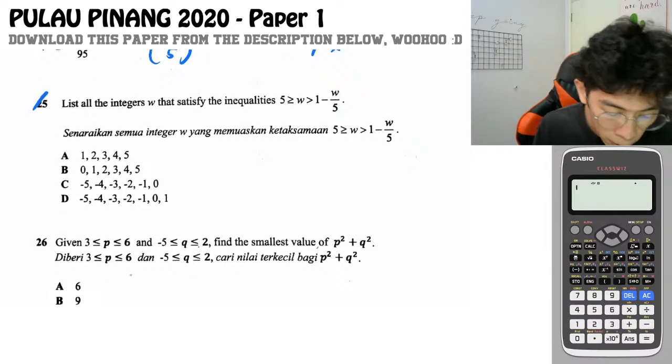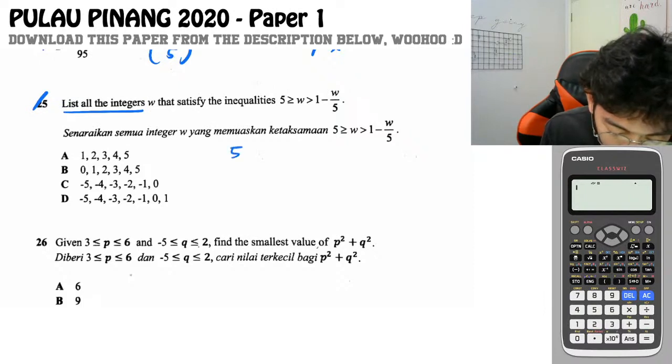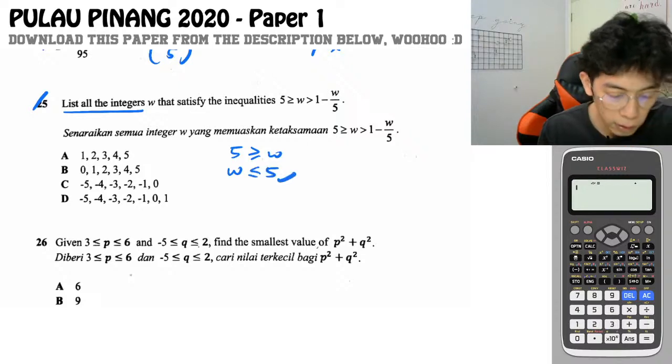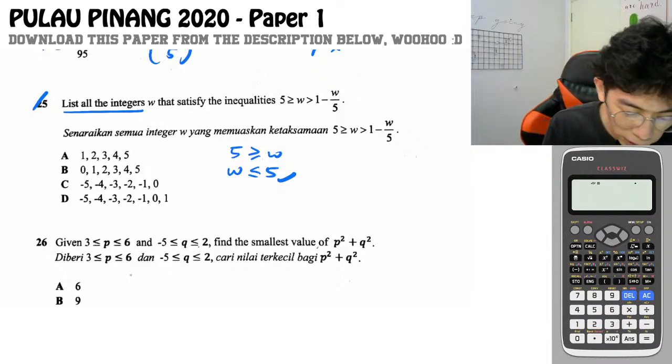Okay, 27. Okay, list all the integers. Okay, this one trickier. 5 greater than or equal to W. Basically, just switch it. Can you see 5 is pointing at W? So that's your first inequality lah. So quite obvious that your answer includes 5 already.